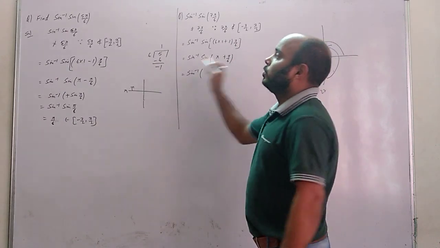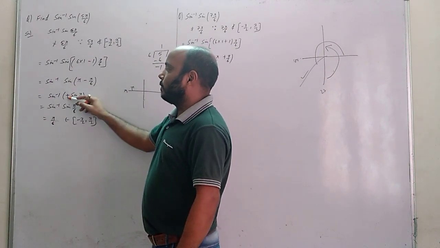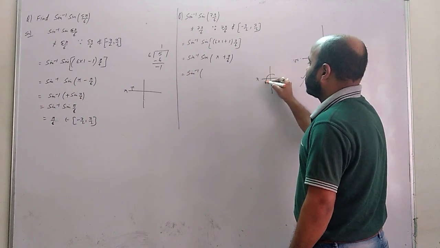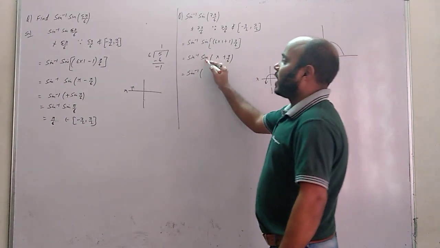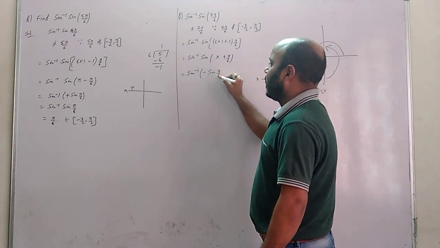Now see, why am I doing two similar type sums? Here, after applying the quadrant concept, we are getting plus. But see here, pi plus. Where is pi? Pi plus goes to the third quadrant. In the third quadrant sine is negative. Pi is unchangeable. Sine will remain sine pi by 6.